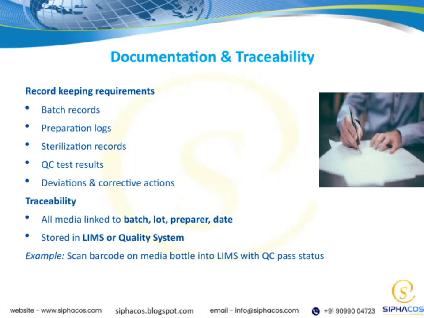First, record-keeping requirements are essential to ensure that all steps are properly documented throughout the process. This includes batch records, which capture all the details of each production run, and preparation logs that document the setup and procedures used. Sterilization records are equally important, as they verify that all sterilization steps meet the necessary standards. QC test results provide the data confirming product quality and safety, while deviations and corrective actions document any issues that arise and how they are addressed.